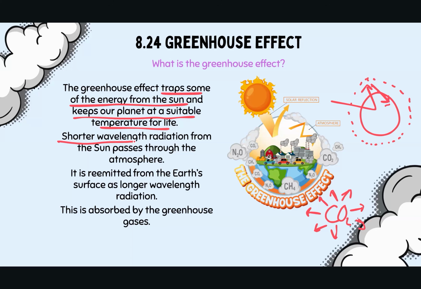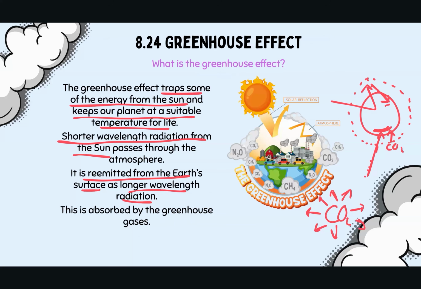Now, shorter wavelength radiation from the sun passes through the atmosphere no problem. When it's absorbed by the surface of the Earth, it is re-emitted from the Earth's surface as longer wavelength radiation. That longer wavelength radiation is absorbed by the greenhouse gases, which then re-emit some of that energy back towards the Earth. That causes an increase in temperature of about 2 or 3 degrees. If we didn't have that, some parts of the world would be in an ice age.